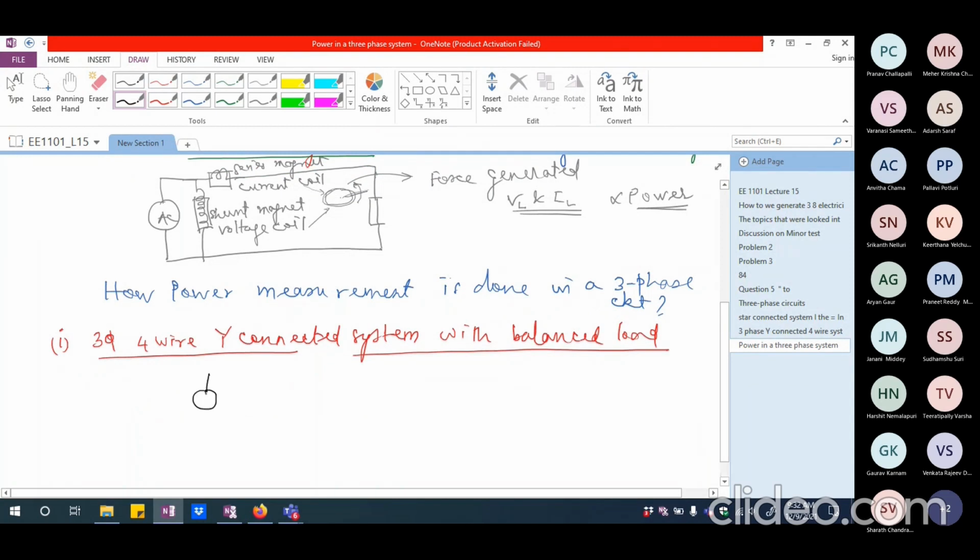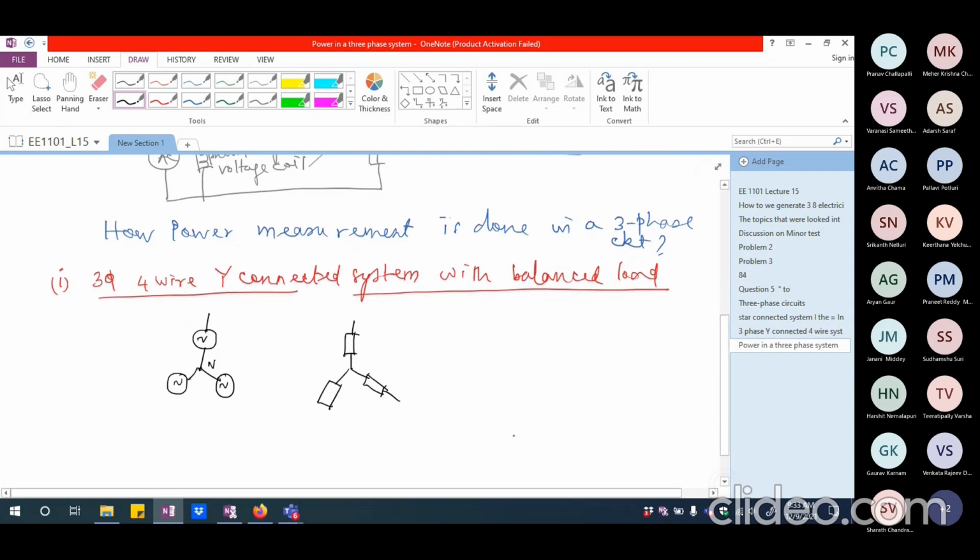So I'm going to have this as A phase and this as B phase. So I'm going to have B phase connected from here and I'm going to have C phase connected like this. All three phases are balanced and I'm going to have the neutral here and I'm going to have the three-phase load, which is also balanced, connected somewhat like this. So this is how they are connected.